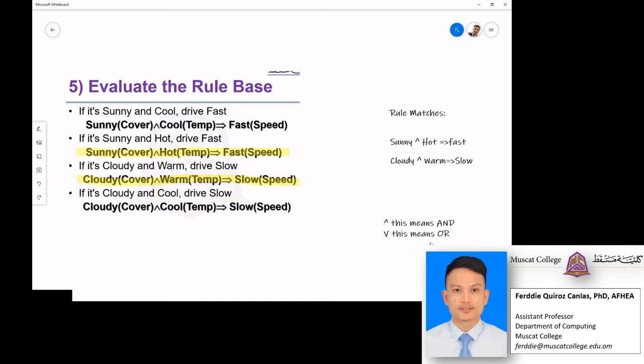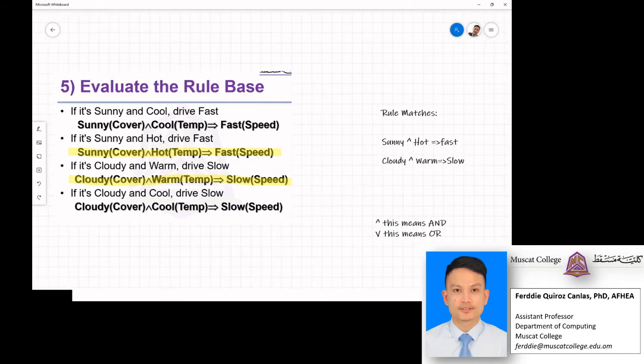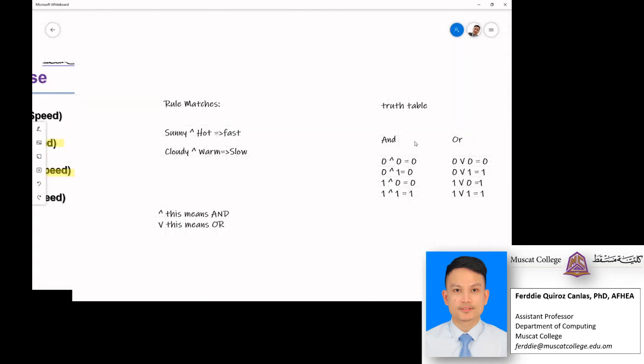So please be careful. The way we evaluate rules will be based on the operator that you're going to use. For this example, we're going to follow the truth table of AND. In the AND, 0 and 0 is 0, 0 and 1 is 0, 1 and 0 is 0, 1 and 1 is 1. If you notice, in the AND truth table, we select the lower value, correct?